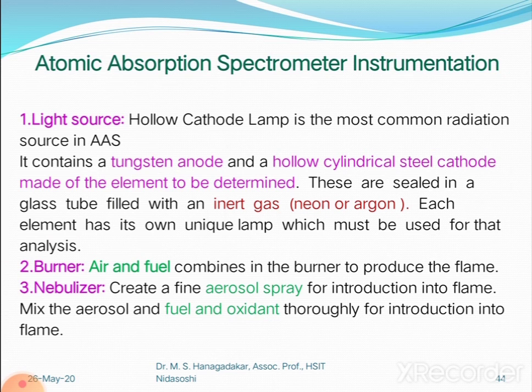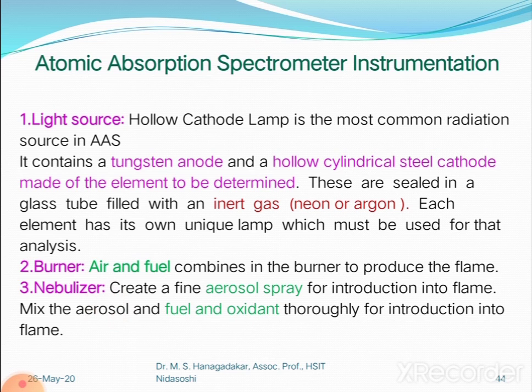Then the second part is the burner system, which is not explained in the instrumentation part. As you know, the burner is the gas burner you are using, which produces the flame. When you supply air and fuel, the air from the atmosphere and the fuel from the LPG cylinder, they combine after lighting, and the flame is produced by the burner.